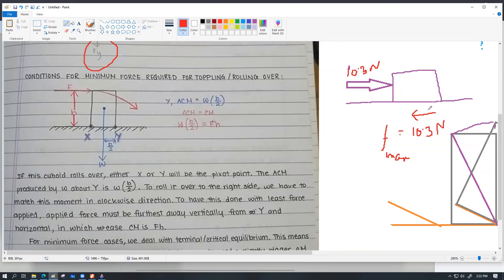But for a simplified version, where the object is basically sitting on a normal surface, you will have to overcome the friction along any direction to start movement in that direction. That's the simple bottom line. Does that make sense?